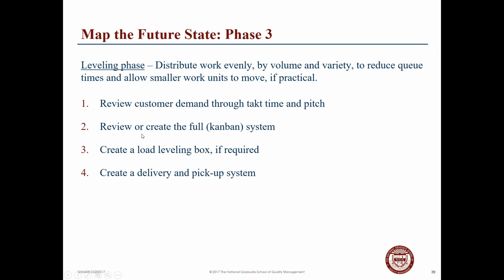and pitch, review or create a full Kanban system, creating a load balancing process to make sure that the process flows in balance, and then creating a delivery and pickup system at the end that gets the product to the customer in the manner in which they want to receive it. So these are just some additional charts that you may find useful when you're trying to develop your future state. And I want to just run them through real quick in case you get bottlenecked and you want to look at these slides. They may help you design that.